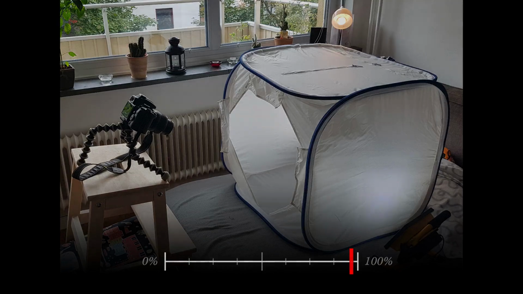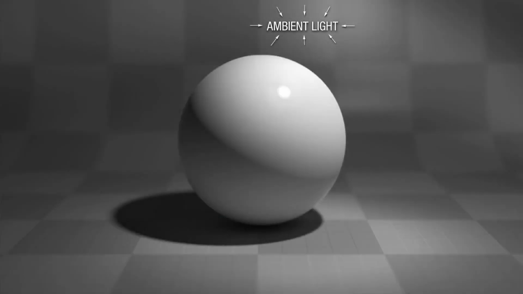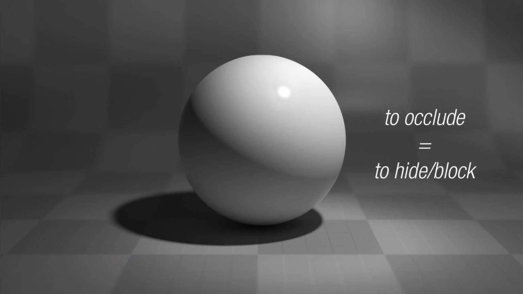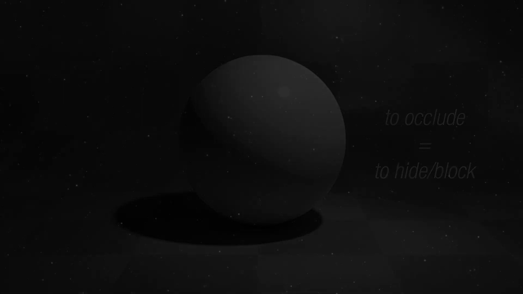With ambient light comes its opposite effect, ambient occlusion. This is a very important modeling factor if you want to create more realistic images. Occlusion means hiding or blocking. Ambient occlusion is a type of shadow that is created when ambient light is blocked from reaching a surface. Out of all the modeling factors, this might be the most difficult to understand.